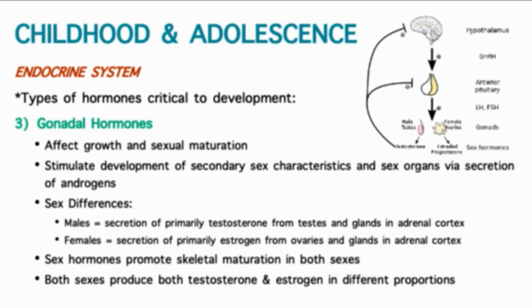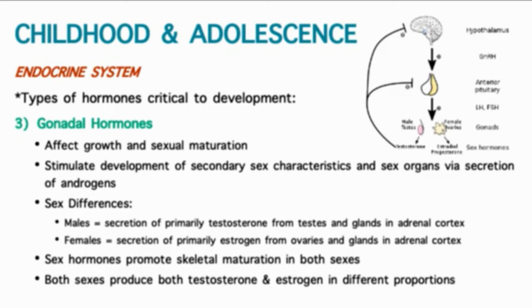We already have talked about one of these, that being that males secrete primarily testosterone from the testes and the glands of the adrenal cortex. That's going to kind of promote the increase in muscle mass for males. Females are secreting primarily estrogen from the ovaries, as well as glands from the adrenal cortex. The adrenal cortex, by the way, is in the kidneys. Renal is referring to kidney function. So that's a big part of our endocrine system. Usually we talk about kidneys a lot when we talk about endocrine.